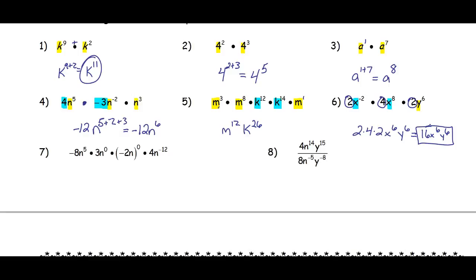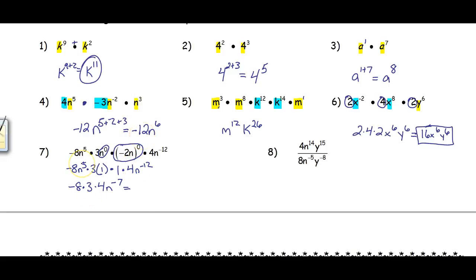All right, number 7 and number 8 are going back to a little bit of a review from day 1. So remember, anything raised to the power of 0 is going to be 1. So negative 8n to the 5th times 3 times 1, since right here, n to the power of 0 equals 1, times this whole problem right here is going to be 1, so times 1, times 4n to the negative 12. So let's go ahead and combine everything now. So negative 8 times 3 times 4, okay, and 5 plus negative 12 is negative 7.